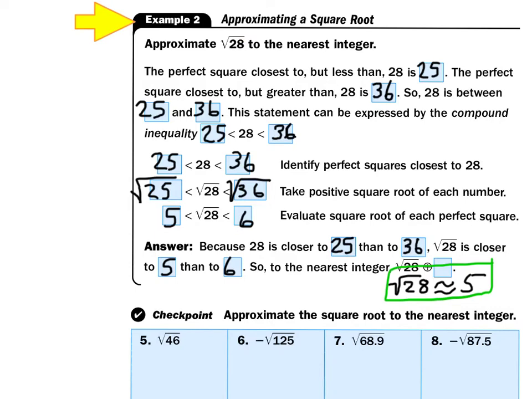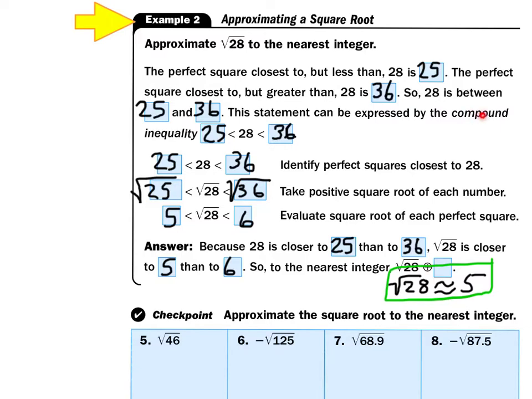So we're approximating. What if I want to approximate the square root of 28 to the nearest integer? That means the nearest whole complete number. So the perfect square close to but less than 28 is 25, right? So 28 is close to 25. And the perfect square closest to but bigger than 28 is 36. So 28 is between 25 and 36.